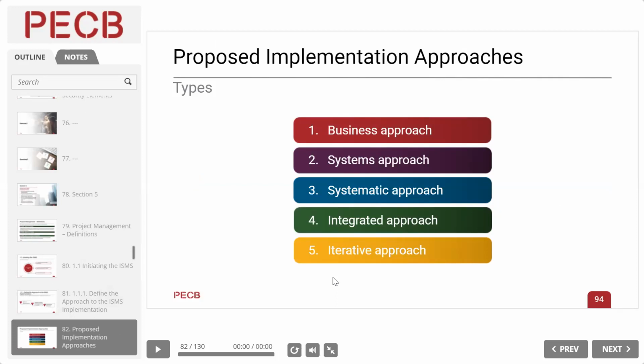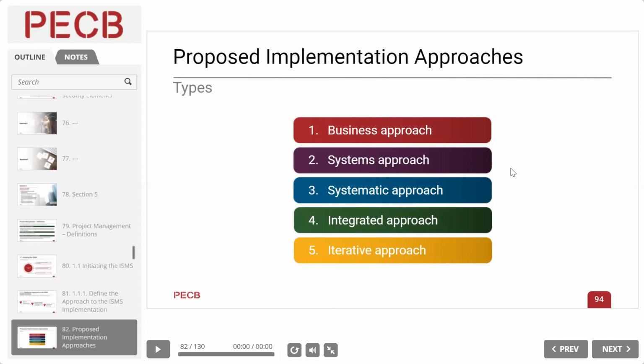We also have types of approach. We can actually integrate all the types. The business approach ensures that we are taking a lot of the business requirements into consideration. The systems approach might be a little bit from the system perspective. The systematic approach is the fact that there's a predefined project approach that is systematic.